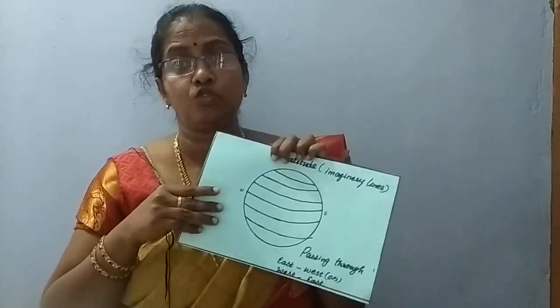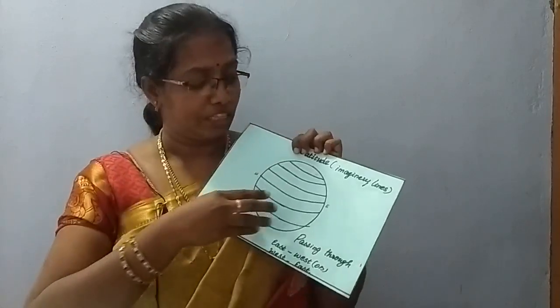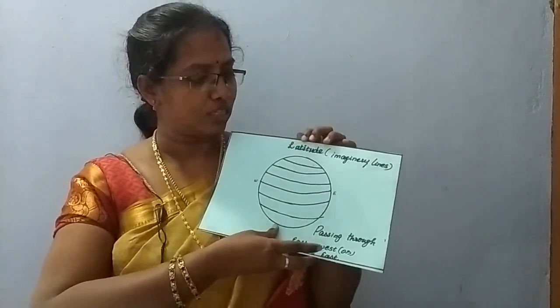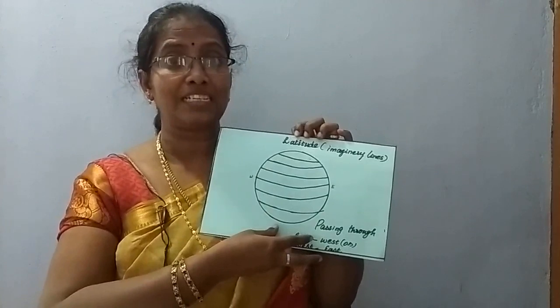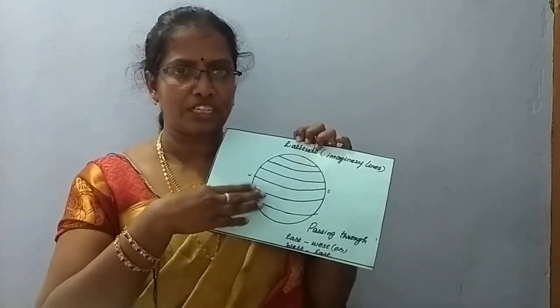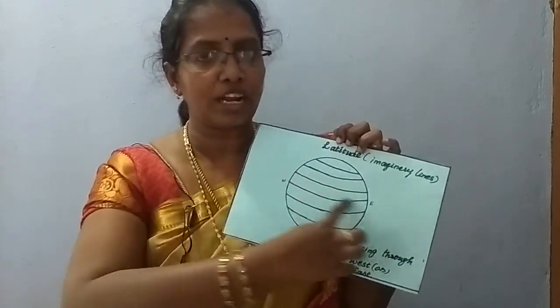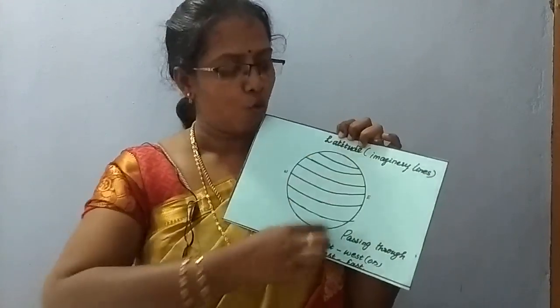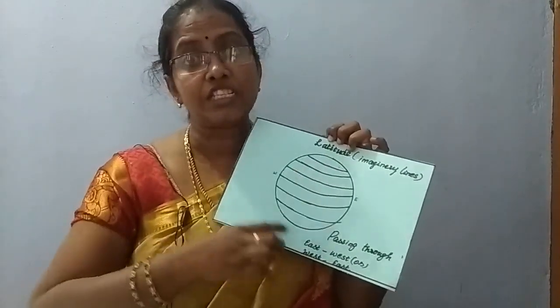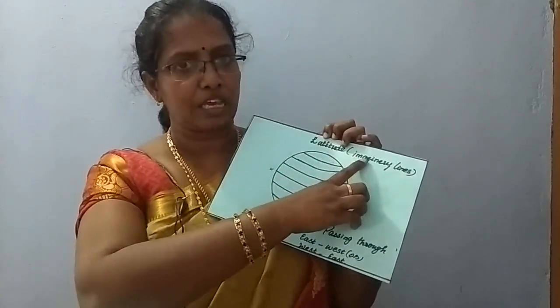So the next one, latitude lines. What is meant by latitude? These are the things that you must know, then only can we understand many things. This is the latitude. Latitudes are imaginary lines, used only for finding the time. Horizontal lines are called latitude lines. Vertical lines are called longitude lines.